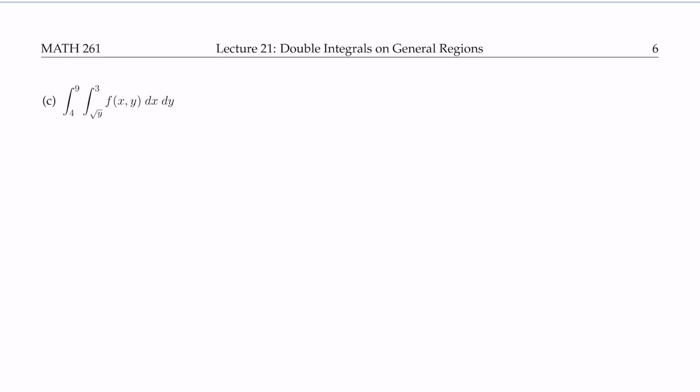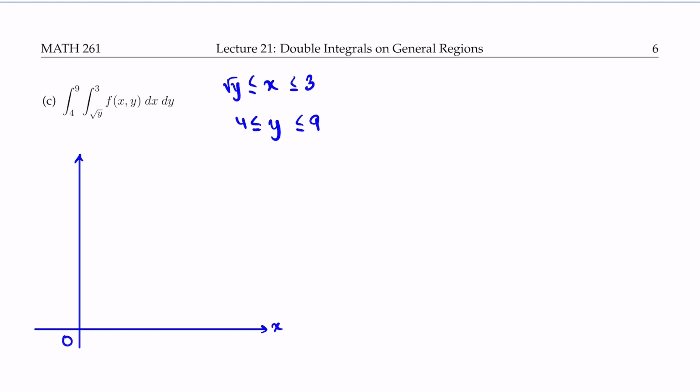Now moving on to problem C. In this problem, the double integral of the function is evaluated with respect to x first and then with respect to y. So therefore, we analyze that x is bounded between square root of y and 3, while y is bounded between 4 and 9. So we're going to plot these regions on the xy plane as follows.